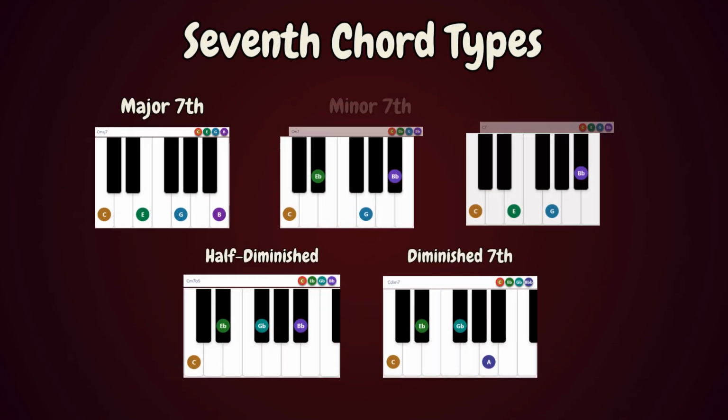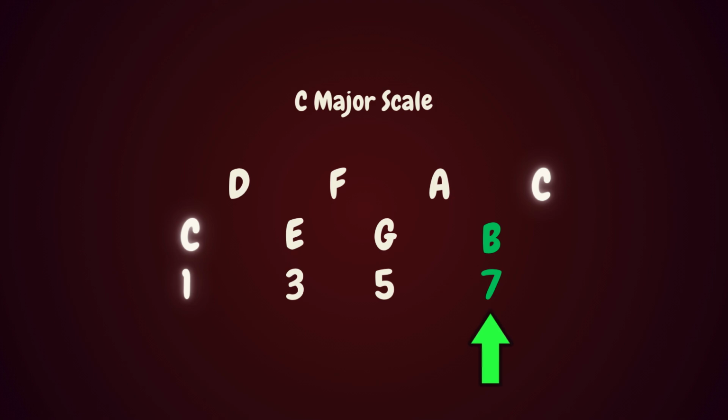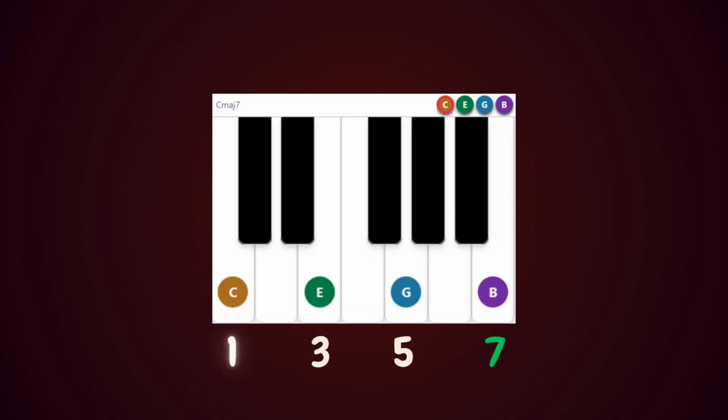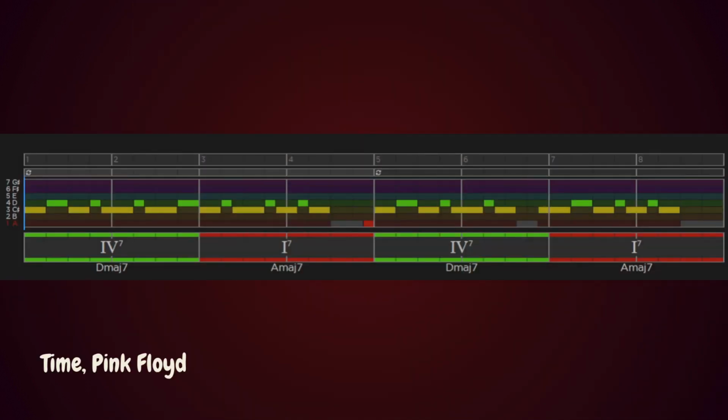Let's start with the most common one, the major seventh. We're creating the major seventh chord by adding the seventh note to the basic major triad. So in the case of C major, that would be C, E, G, and B. They have that dreamy and melancholic quality to them. One of my favorite usages of major seventh chords is in Time by Pink Floyd.